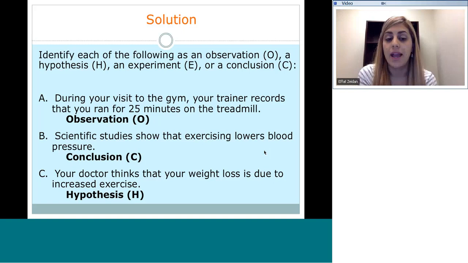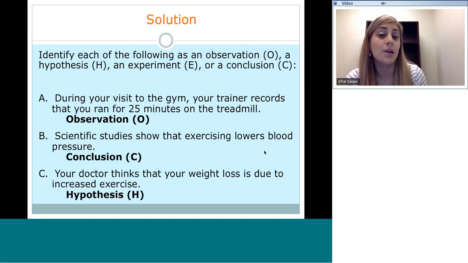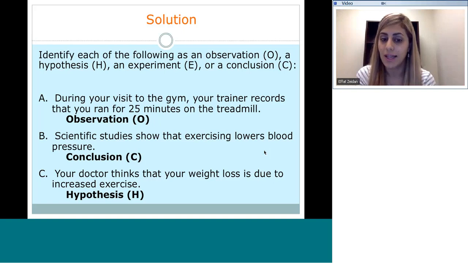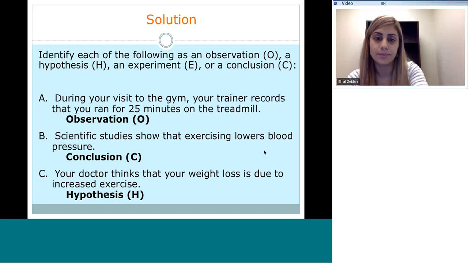Option C, on the other hand, your doctor thinks that your weight loss is due to increased exercise. So he thinks that your weight loss might be due to increased exercise. That might be true or not. He's not really 100% sure that it's due to increased exercise, and therefore this is a hypothesis.